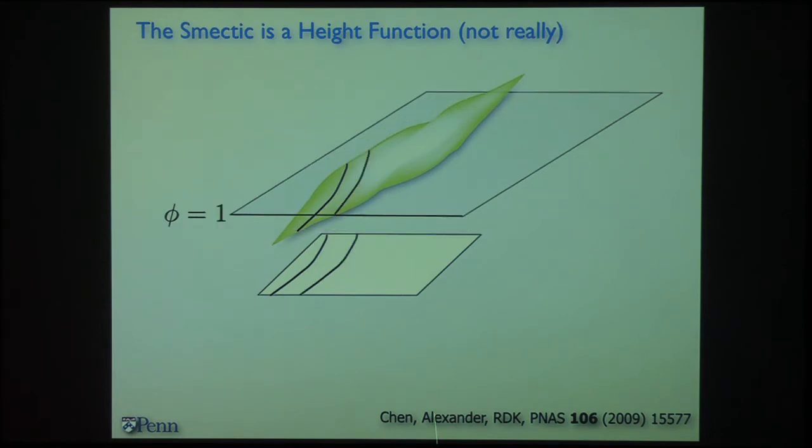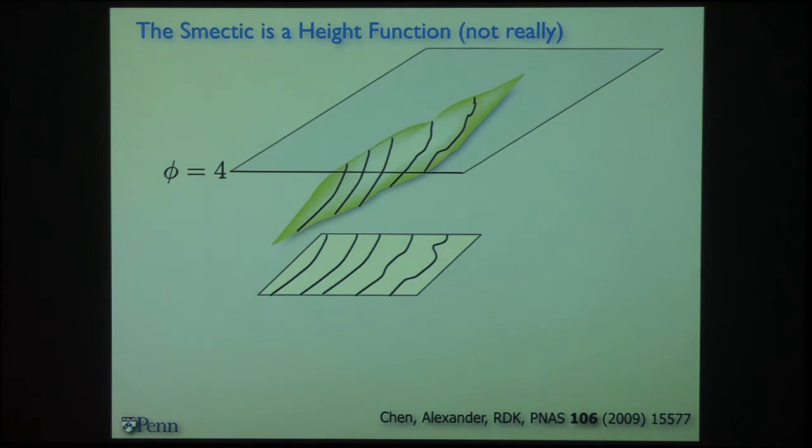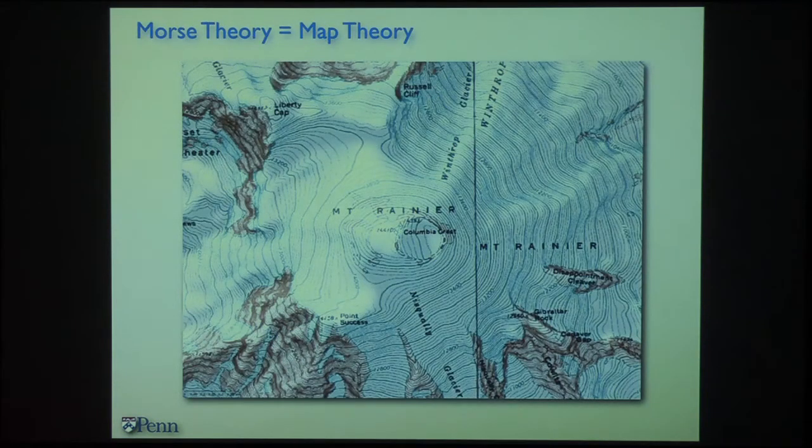I can do it with phi equals 1. I get the next line. So the way that I get the layers of the smectic is I just take level sets of that green surface. And so, what is it? There's another word for this. This is a topographical map. And topographical maps are smectics. In fact, it's one-to-one. Every smectic is a topographical map. Every topographical map is a smectic. Topographical maps have this nice property that the lines don't cross, just like smectics. The layers don't have to be equally spaced. I'm not worried about a ground state. I'm only worried about the topology. The layers don't cross.